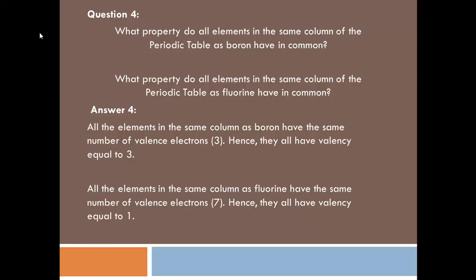Okay. And when we move to fluorine, we know that fluorine has atomic number 9, electronic configuration 2, 7. Therefore, all the members of the fluorine group will also have 7 electrons in the valence shell, and their valency is equal to 1 because they will always gain one more electron. Hope it is clear. We'll move to question number 5.